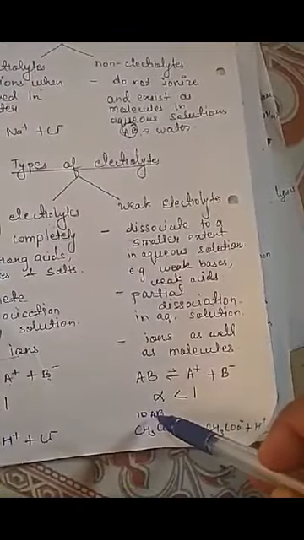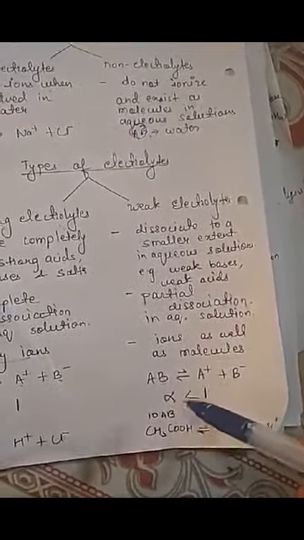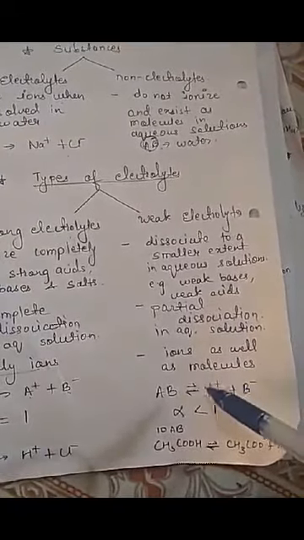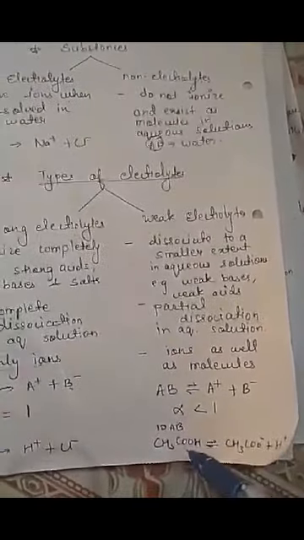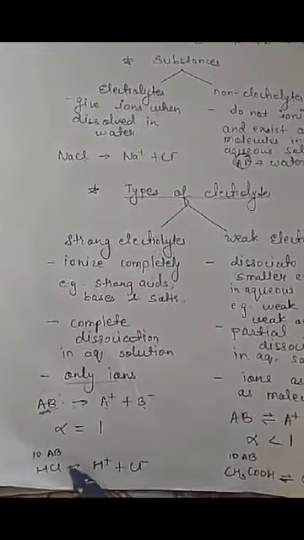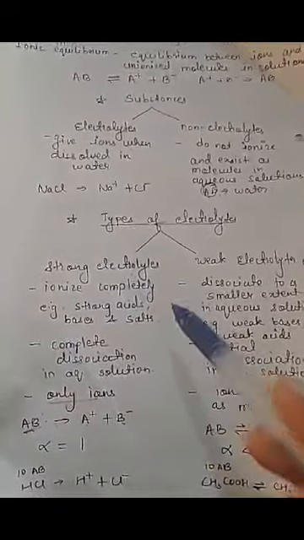And a weak electrolyte is a compound, for example, if I have taken 10 parts of AB compound, it will not completely dissociate the whole 10 parts into A plus and B minus. In a weak electrolyte, some part will be dissociated into ions and some will remain as it is in the molecular form. So CH3COOH, acetic acid, is a weak electrolyte, and HCl, that is an acid, is a strong electrolyte. So these are the types of electrolytes: strong electrolytes and weak electrolytes.